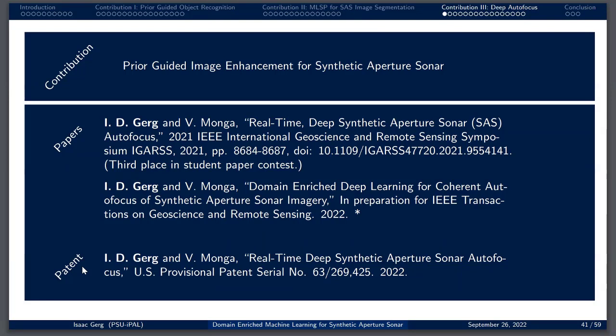This contribution is prior guided image enhancement for SAS. This resulted in a journal paper for Transactions on Geoscience and Remote Sensing that is essentially done. We're just putting the finishing touches on it for submission. And also a peer-reviewed conference paper in the International Geoscience and Remote Sensing Symposium, which took 3rd place in the student paper competition. We were also encouraged by the department to file a patent, so we have a provisional patent in process right now on this work.